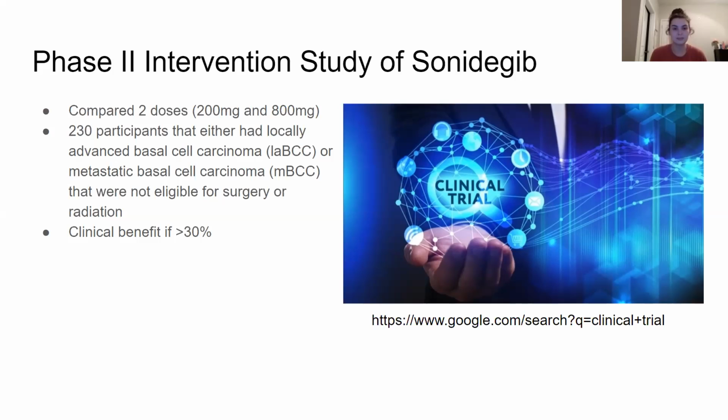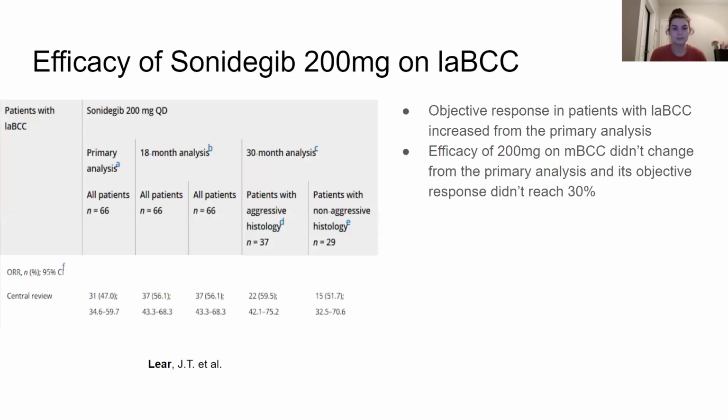And the drug was said to have a clinical benefit if it had an objective response in at least 30% of patients. And so in the end, the 200 milligram group was found to be the most effective dose for patients with advanced basal cell carcinoma. So we're just going to focus on those results today. So here I just want to show you the efficacy of Sonidegib 200 milligrams on the locally advanced patients. These are the results right here for the objective response rates.